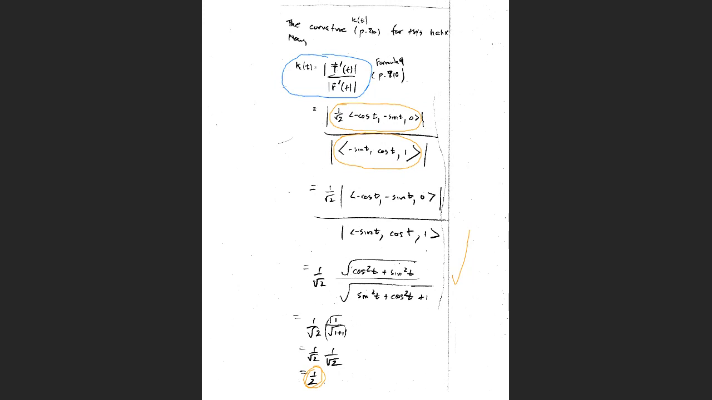Does it make sense that the curvature would be constant for the helix based on what you know a helix looks like? Yeah, that makes sense. Absolutely. Right? So a helix has constant curvature. Absolutely beautiful.